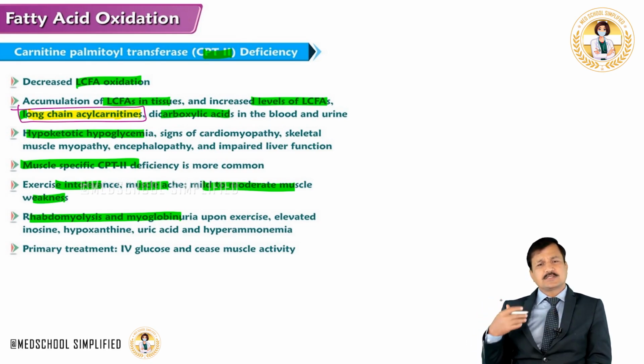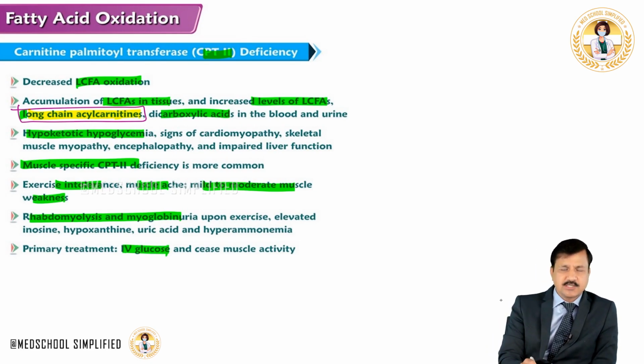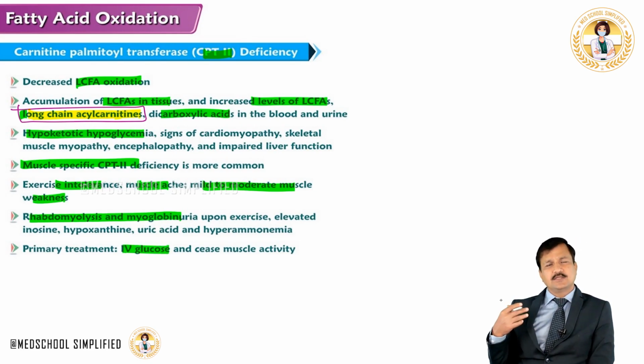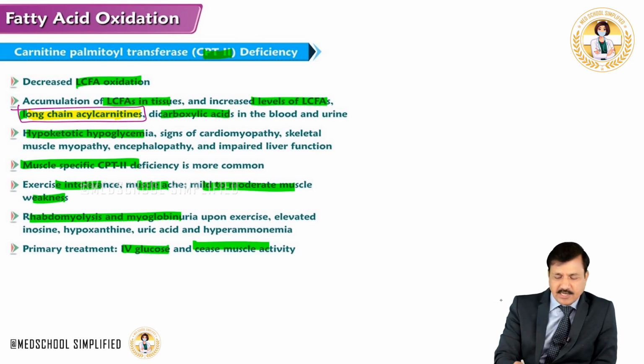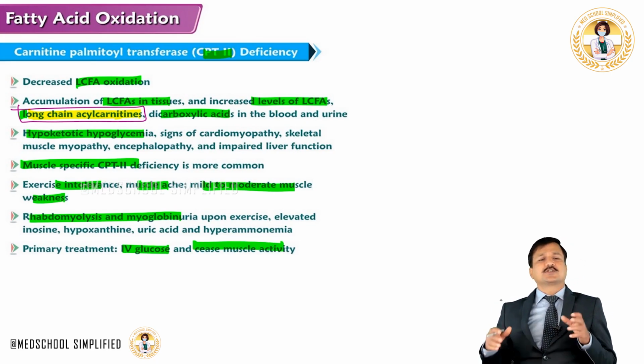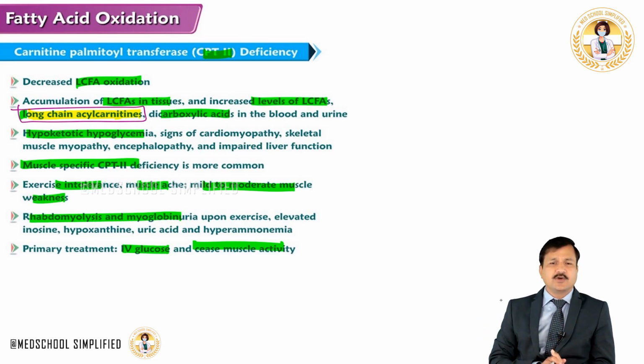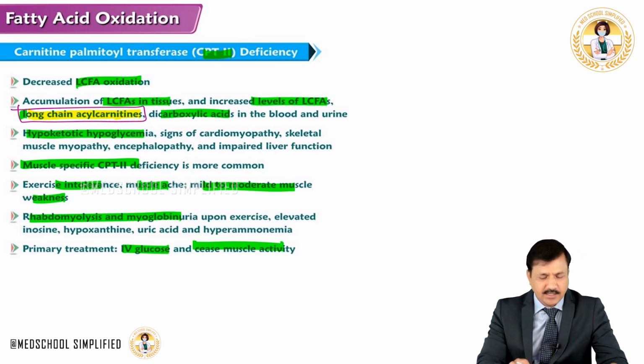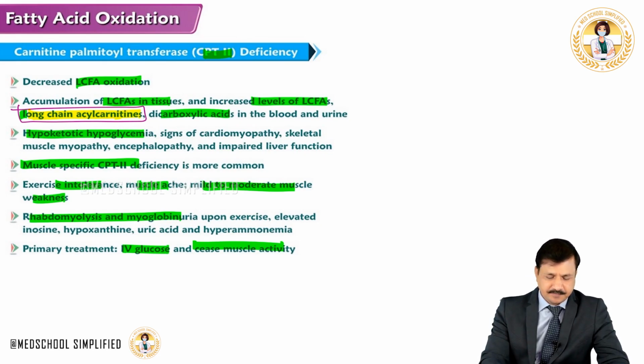And the treatment is to give IV glucose just to decrease fatty acid oxidation in the cell and cease muscle activity, so that rhabdomyolysis is not going on, thereby decreasing the signs and symptoms. So this is carnitine palmitoyl transferase 2 enzyme deficiency.